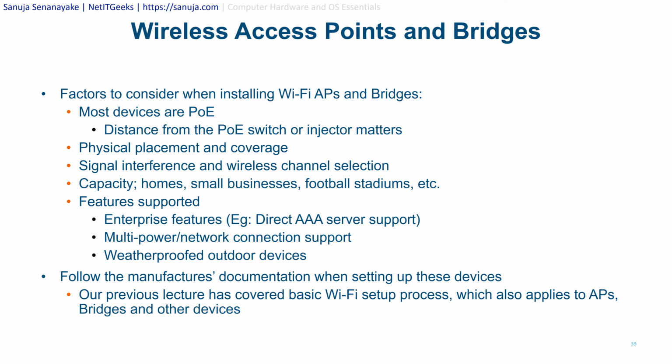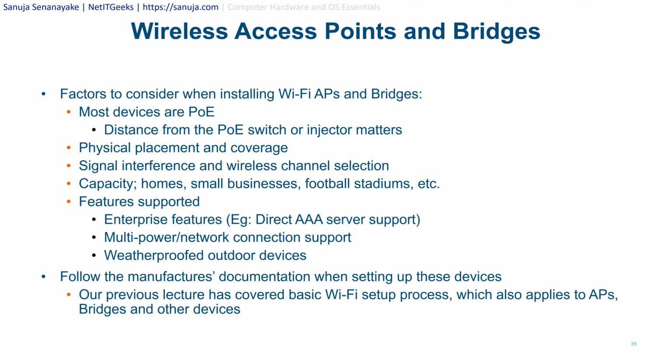Also, you need to understand the features that some of those access points and bridges support. Those include the enterprise features such as direct AAA server support. What's AAA server support? AAA stands for authentication, authorization, etc. And then what is that? I will describe that in a later video. I have already described that in my previous lectures. What is a AAA server? But what you need to understand is some of the access points and bridges do support direct AAA connections. So those are considered enterprise features, or token authentications, things like that.